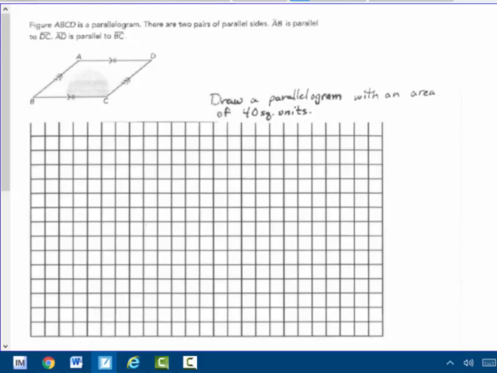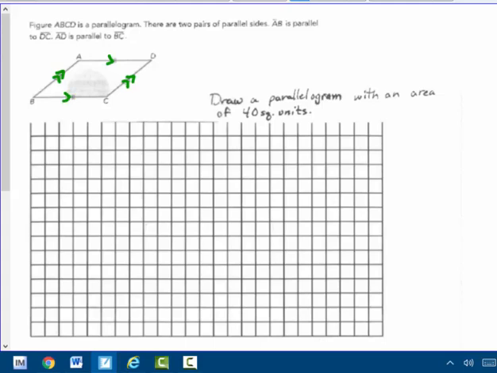Figure ABCD is a parallelogram. There are 2 pairs of parallel sides. That's what makes it a parallelogram. AB is parallel to DC. These little V's in the side are saying that they are parallel to each other, matching V's. So AB has 2, CD has 2. AD, a single V here, is parallel to BC.